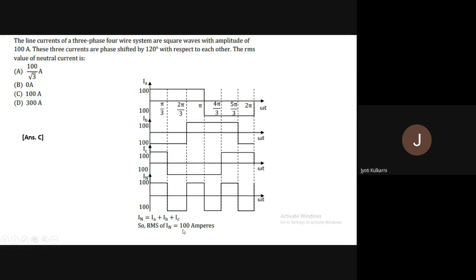So the RMS of IN is coming as what? 100 ampere. So the RMS value of that answer is 100 ampere because throughout that particular period it is constant. So it is a DC value.